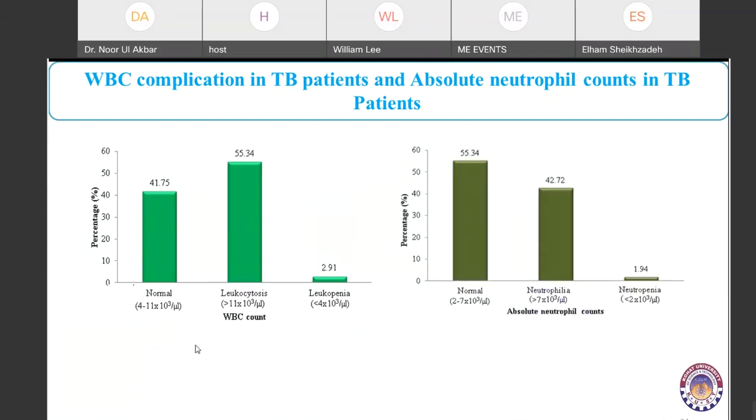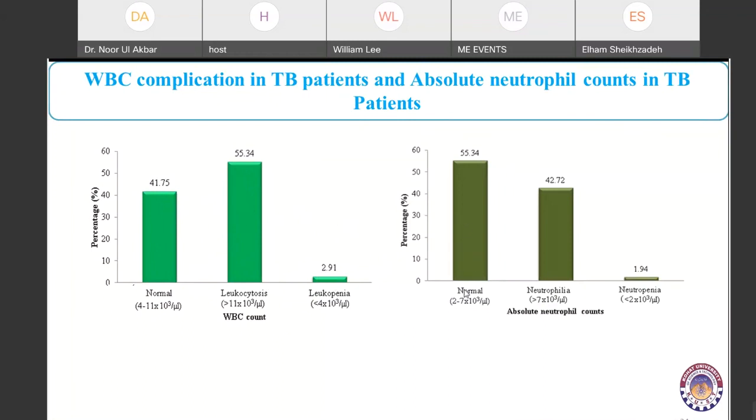WBC complications were also observed. A WBC count less than 4 × 10^3 per microliter, which is leukopenia, was observed in 2.91% of TB patients, and the highest was leukocytosis at 55.34%, and normal was 41.75%. It means that 59% had some dependencies and complications.